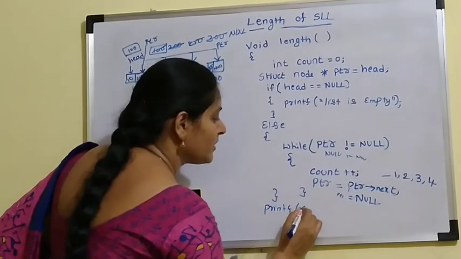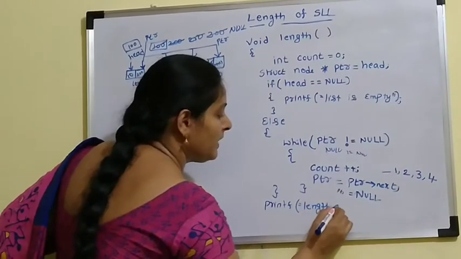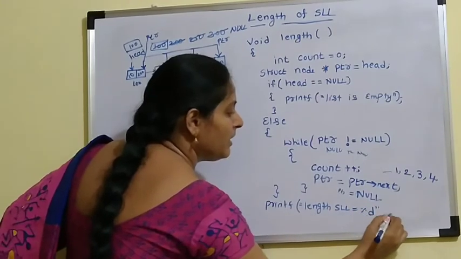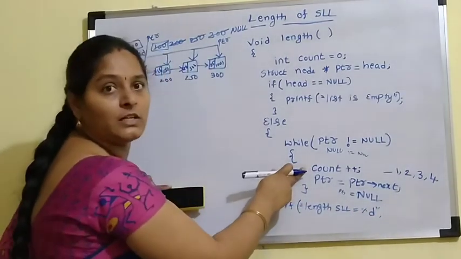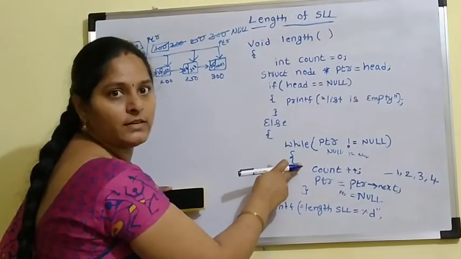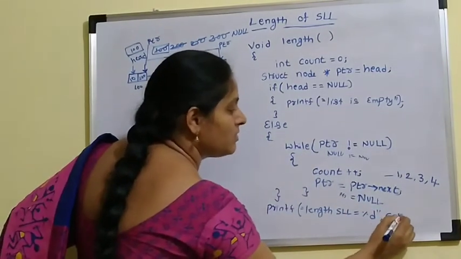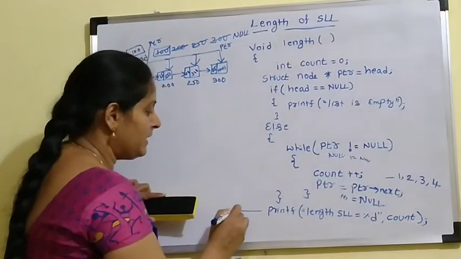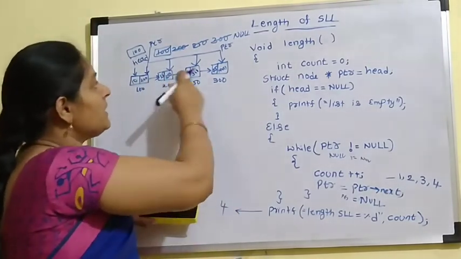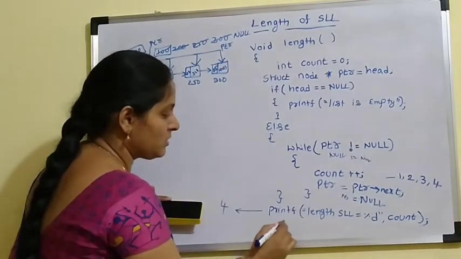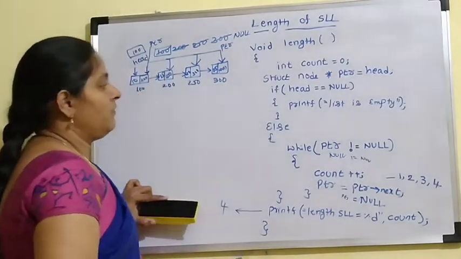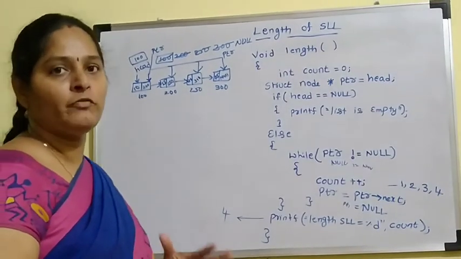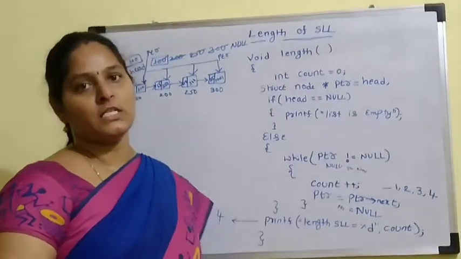Printf, length of SLL or single linked list is equal to %ld, where the length or total number of nodes are available in count variable. So print the count value. Okay, here this printf statement prints 4. Yes, our list contains 4 values, 4 nodes. So close the function, length function. Okay, so in this way we can find out the length of a single linked list or number of nodes in a single linked list.